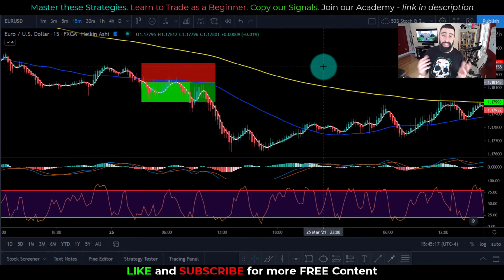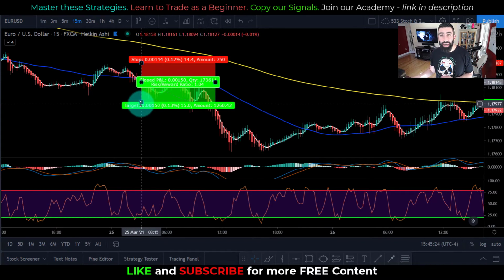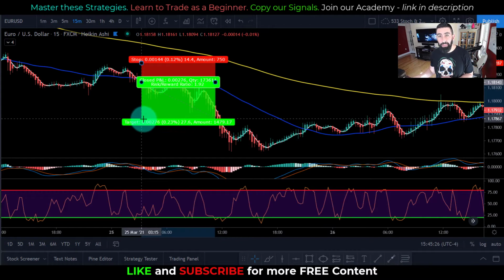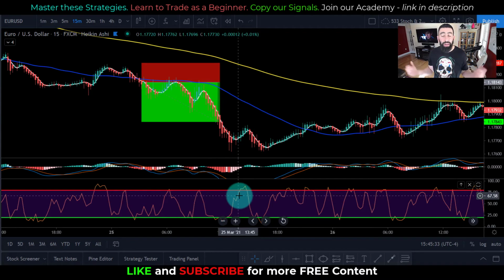Now, typically, guys, with this strategy, I like to target a 1 to 2 risk to reward ratio. So I would be targeting a 30 pip take profit, and as you can see, this was a winning trade for 30 pips. All right, very simple, guys, very effective.